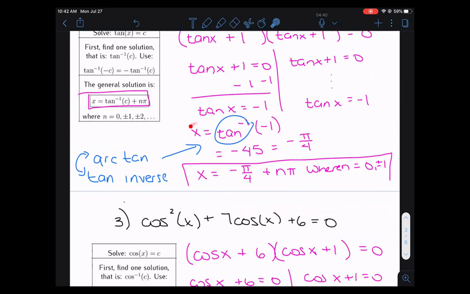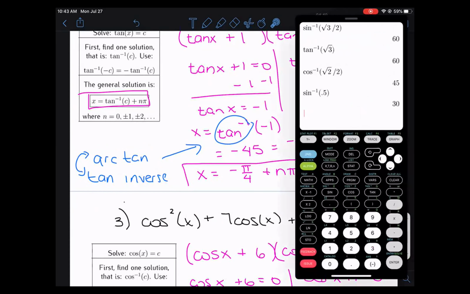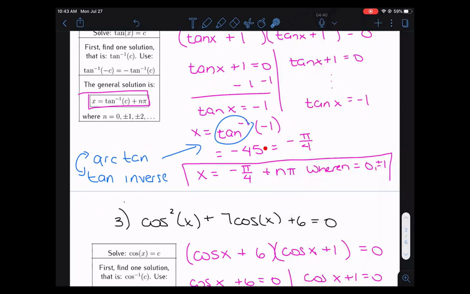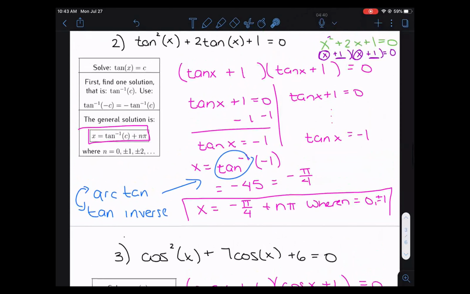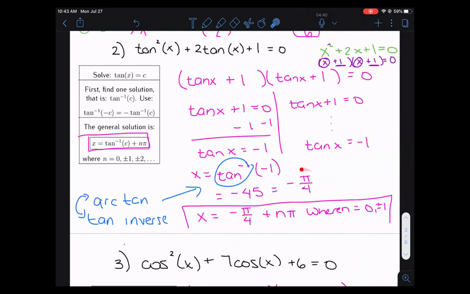And then again, to find out what x is, you're just going to do the tangent inverse. So tangent inverse actually goes by two names. You can either call that tangent inverse or the arctangent. That represents the exact same thing. So if you hear arctangent, same thing, tangent inverse. So again, if you want, use your calculator, tangent inverse of -1. You plug that in, you get -45. -45 degrees is the same thing as -pi over 4. So you know what your angle is.